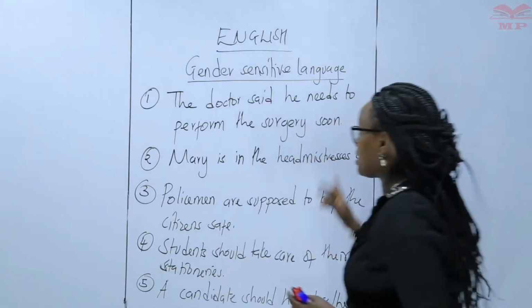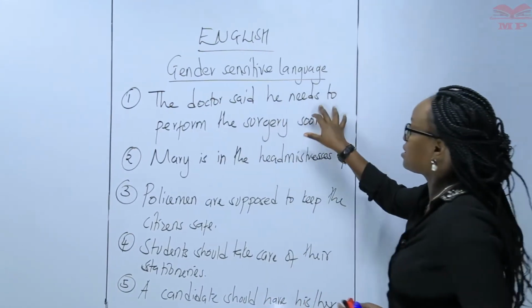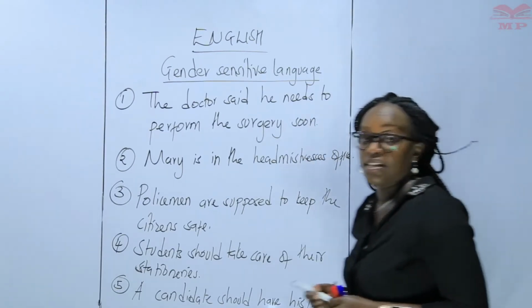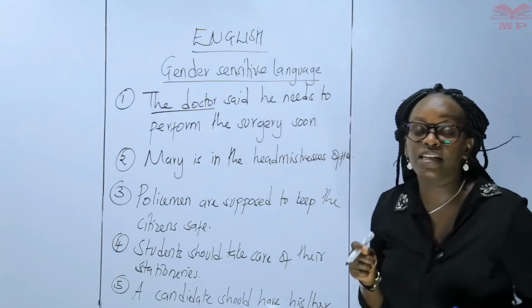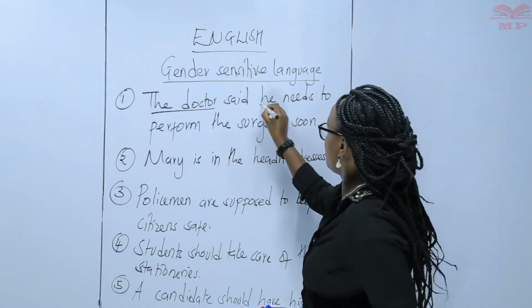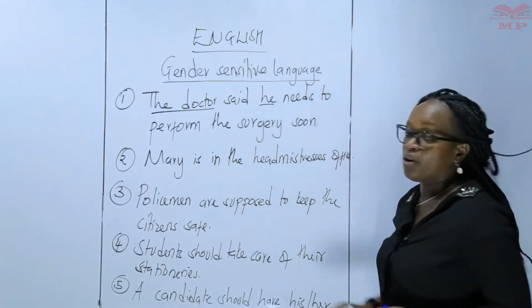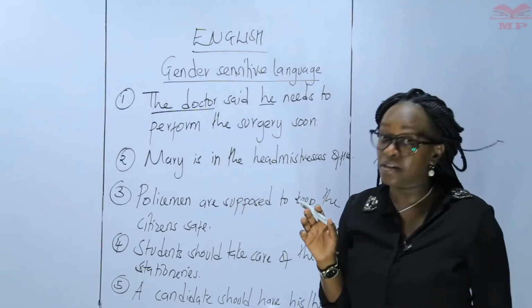So let's go back to our sentences. The first sentence says, the doctor said he needs to perform the surgery soon. Our subject in this sentence is the doctor, and then we have a pronoun here that is used to refer to the doctor. The doctor said he needs to perform the surgery. So in your own understanding, do you think this sentence is gender sensitive or gender biased?